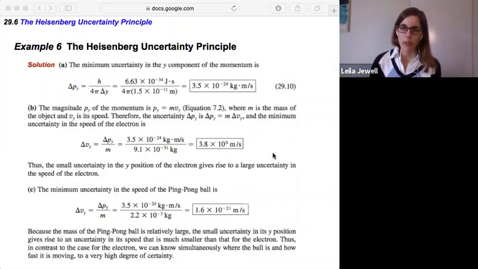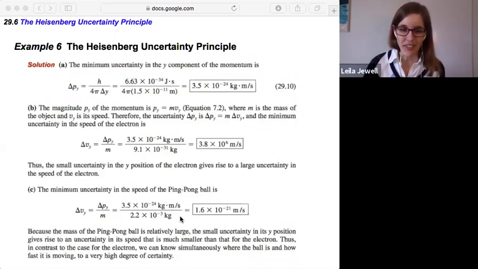Now, for comparison, we can also do the calculation with a ping pong ball, which has a much larger mass compared to an electron. I know, not used to hearing ping pong balls be described as massive, but just another instance of everything being relative. We find that the uncertainty in the ping pong ball's velocity is 1.6 times 10 to the negative 21 meters per second. It's tiny.